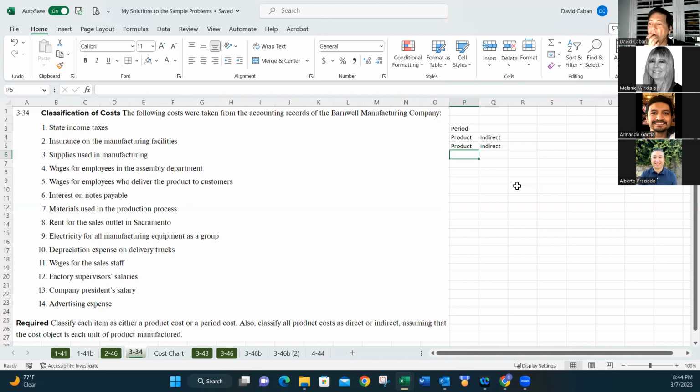Okay, number 4, wages for employees in the assembly department. Wages for employees in the assembly department. That's key. Product. It's definitely product, and what is it? Direct or indirect? Should be direct. It is direct because it is direct labor, right? Based on this description, it is direct labor.